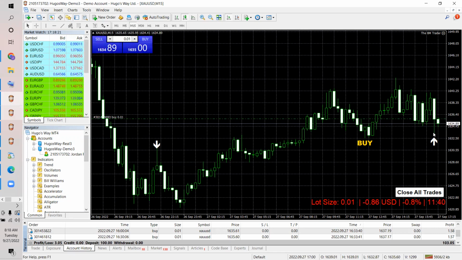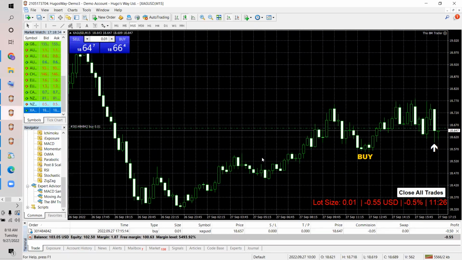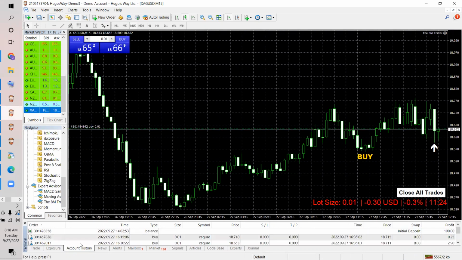We can see right now that we have this candle right here. We had the buy arrow appear, and after this candle closed, we confirmed the arrow did not disappear. We took another buy trade on gold. And then for silver, we had a similar situation.